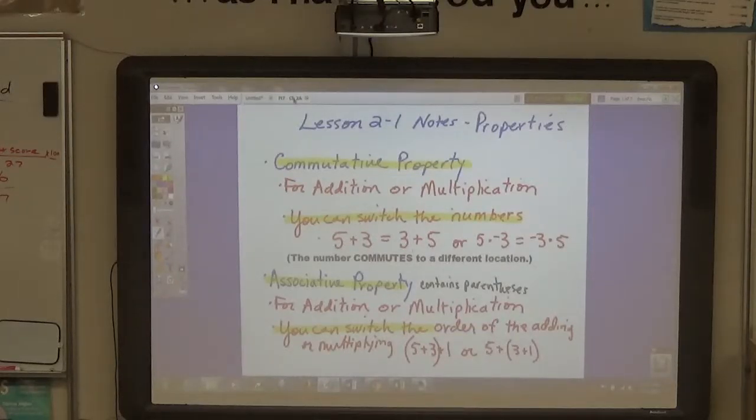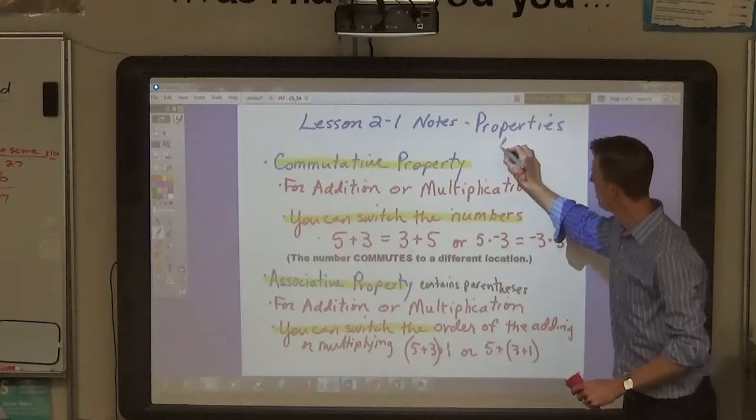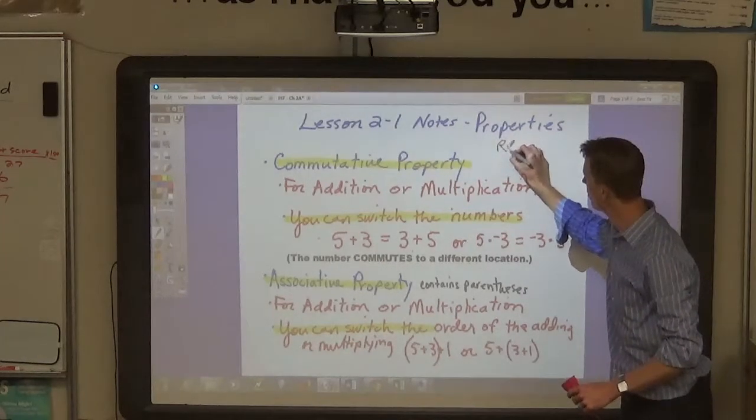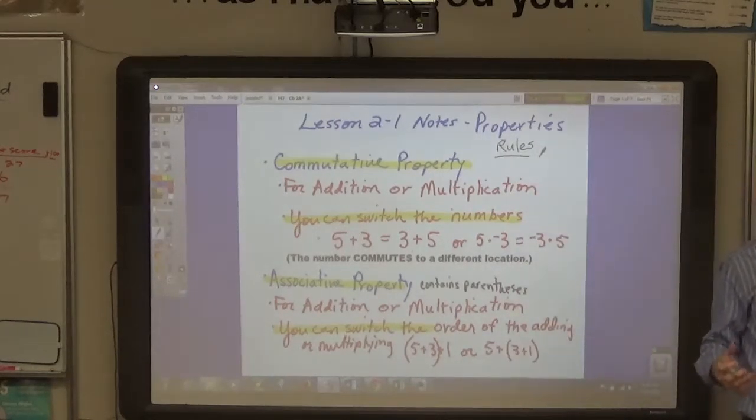Seventh graders, in the first lesson in chapter 2, we're going to review some properties, or sometimes I like to think of the properties as rules in math. Kind of like rules in a game. Not procedural rules that you follow and things like that, but rules in a game that help you to win the game.